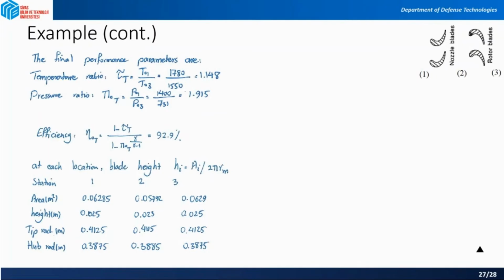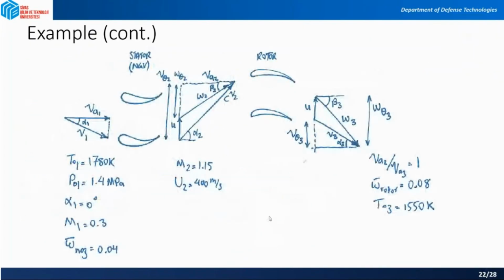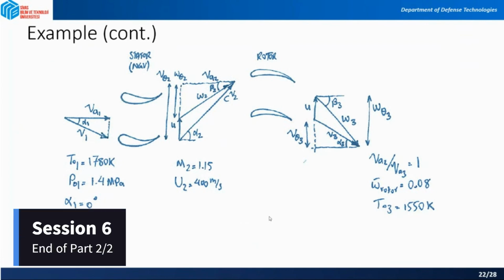So this is just an example showing you, first of all, how to get the velocity triangles and how to calculate the properties of the flow within one stage of an axial turbine.